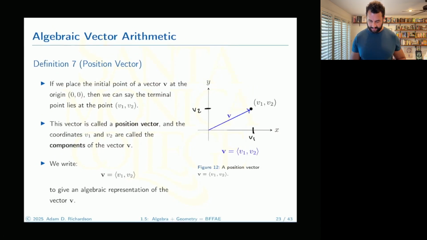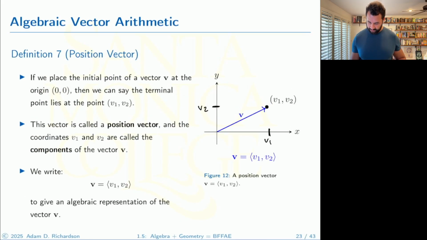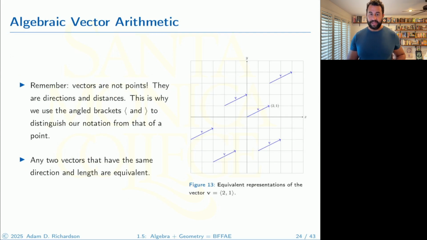I think I say that in the next slide. Let me check. Yeah. Vectors are not points. They are different. Vectors are like arrows, right? They're arrows with a direction and a magnitude, directions and distances. This is why we're using those angle brackets instead of parentheses, right? So remember that any two vectors that have the same direction and length are equivalent. So there are infinitely many equivalent vectors.